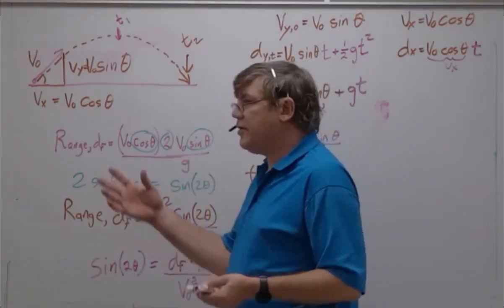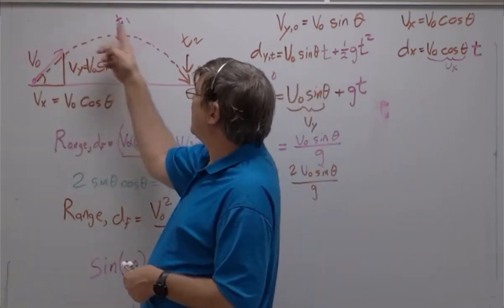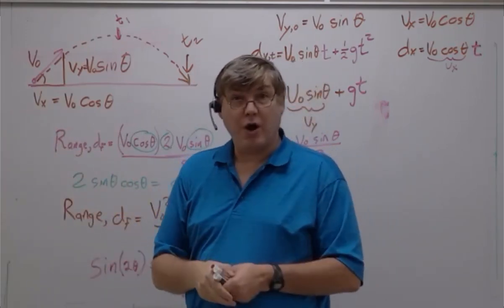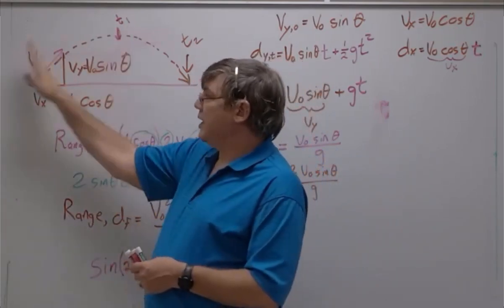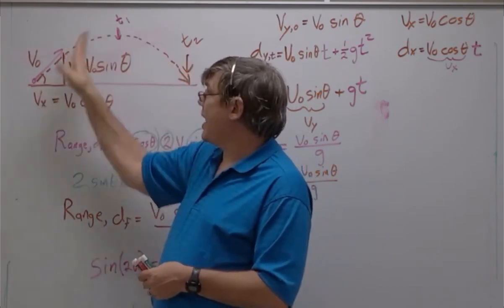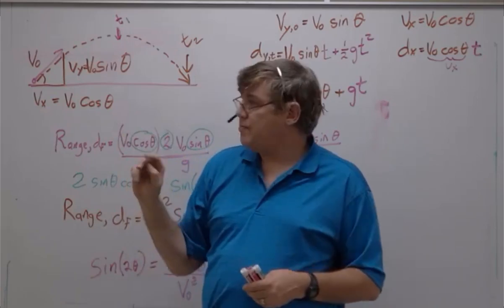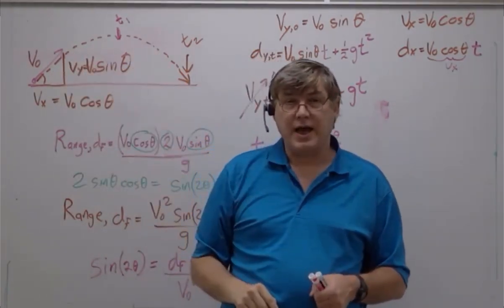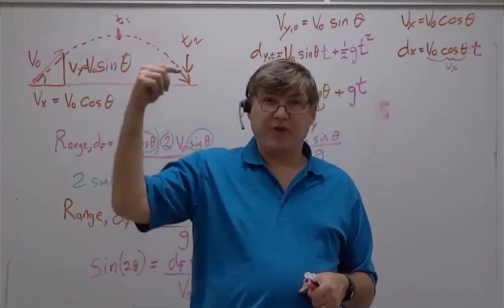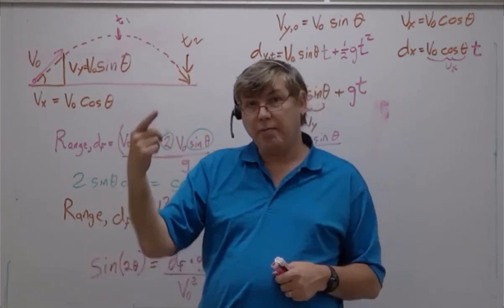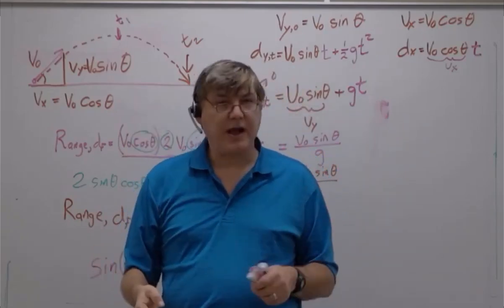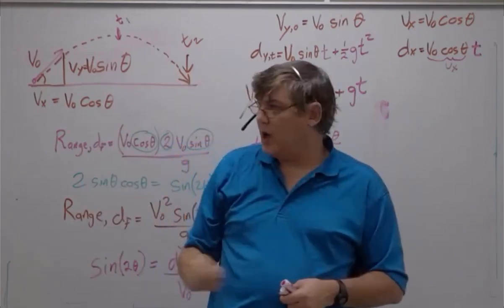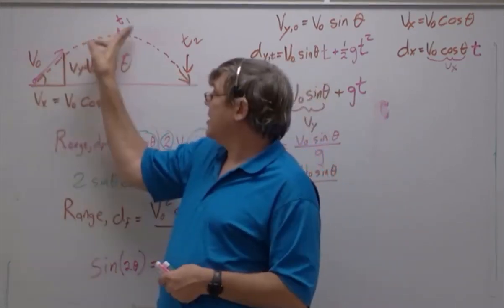Now, there are some other things that we also need to consider about this trajectory. This trajectory is a mirror image on the left side and the right side. So going up and going down, at any point on the left side, we can find the mirror image point on the right side. It will have the same velocity down as it has up, the same magnitude of velocity. Obviously, the direction is different. One is up and one is down, but the magnitude of the velocity at any point is the same.